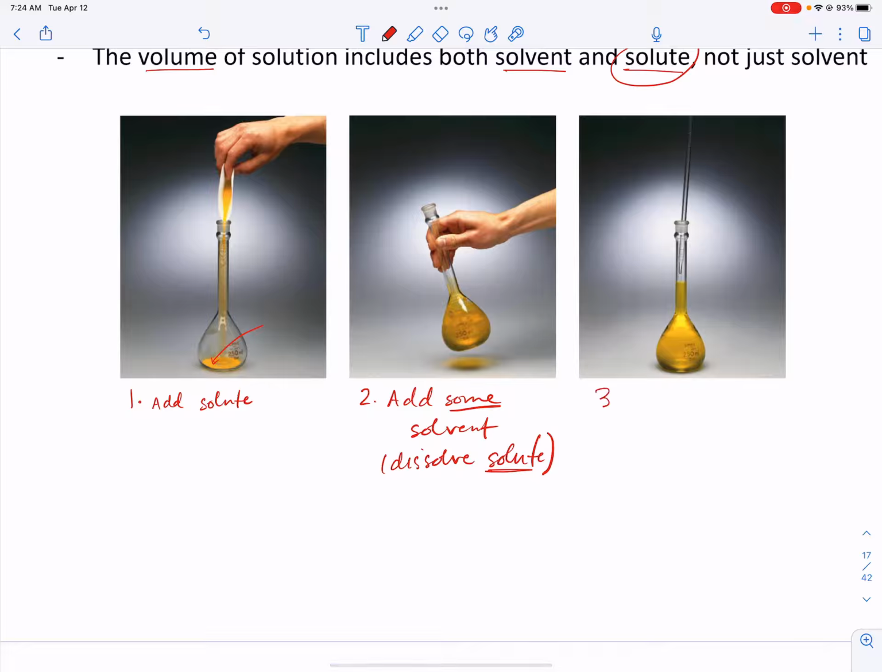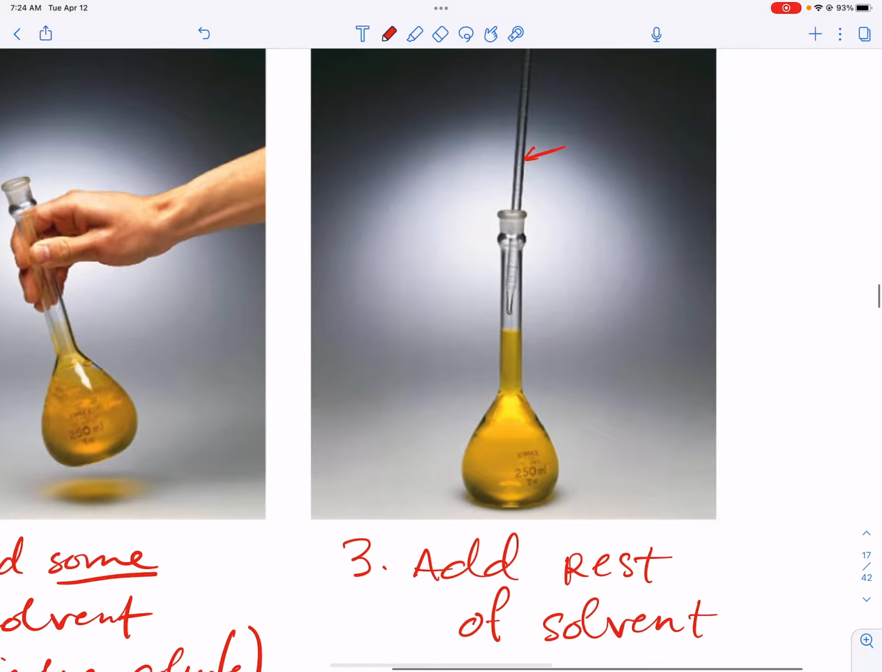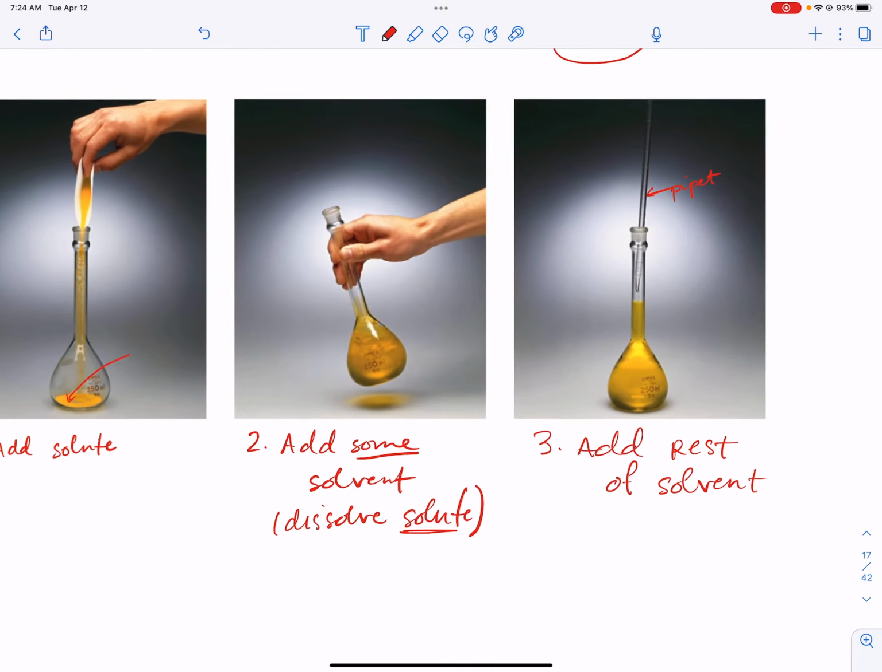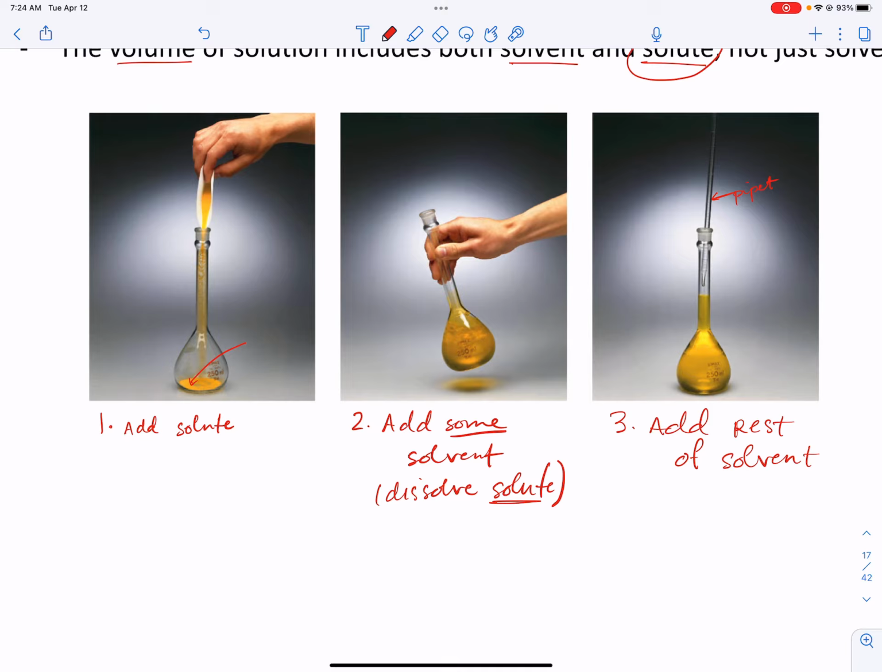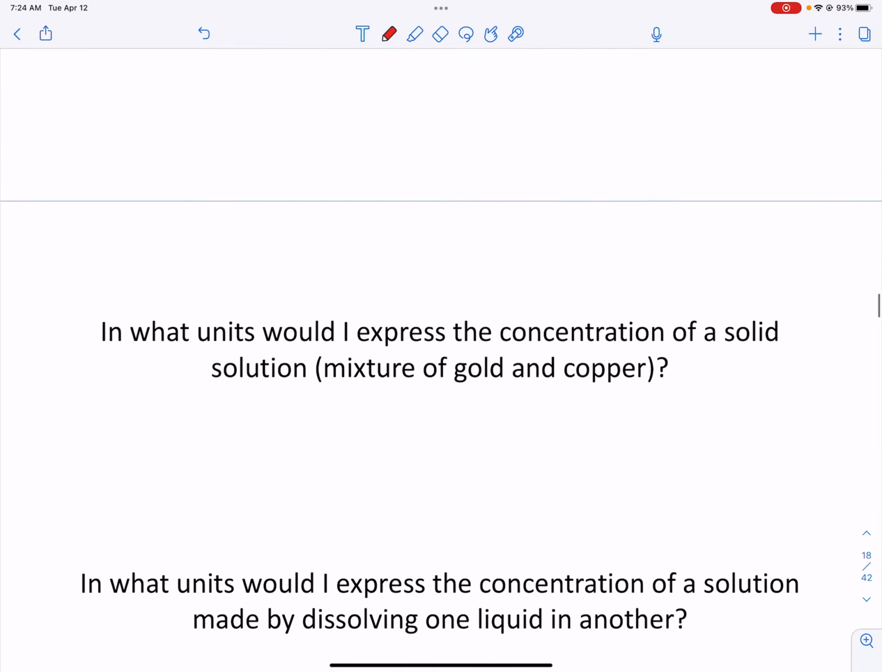Whatever the solute is going to add to your total volume, that's dissolved in there, that's accounted for. And then step 3 is you add the rest of the solvent. Okay, this is very, very important. You can see here that we have some fancy volumetric pipette dropping in, drop by drop, very carefully, the rest of the solvent to get exactly the right volume so that your solution is exactly the right concentration. Okay, so if I were to ask you on the exam, how do you prepare a solution? I would want you to walk me through these steps. All right, now let's work some problems.